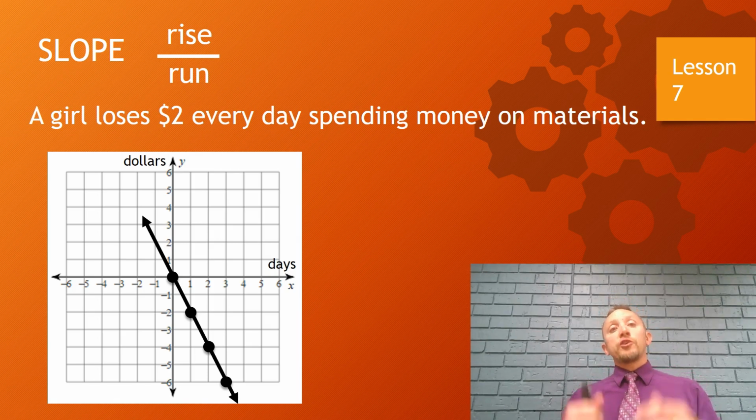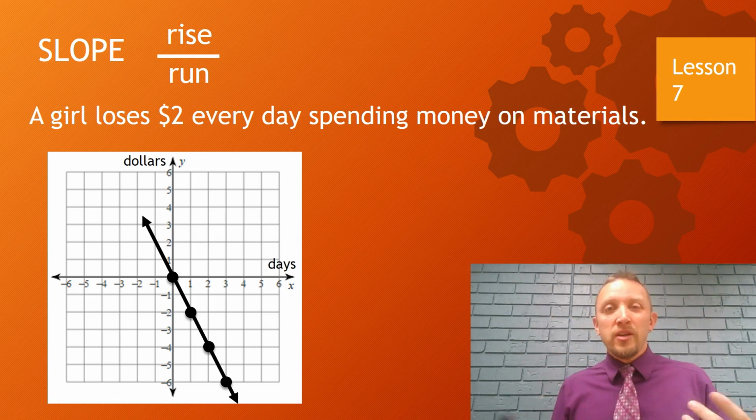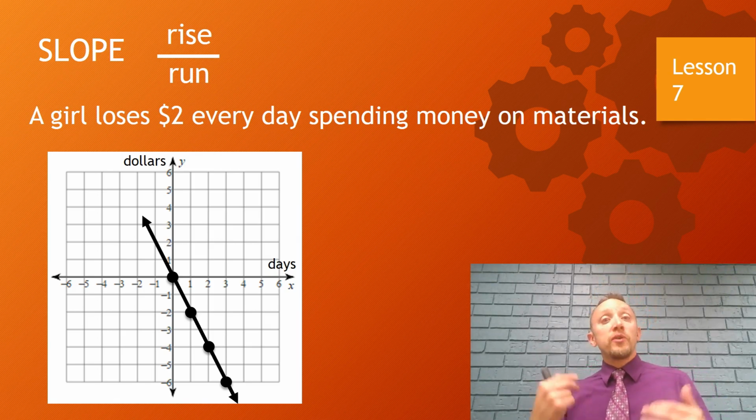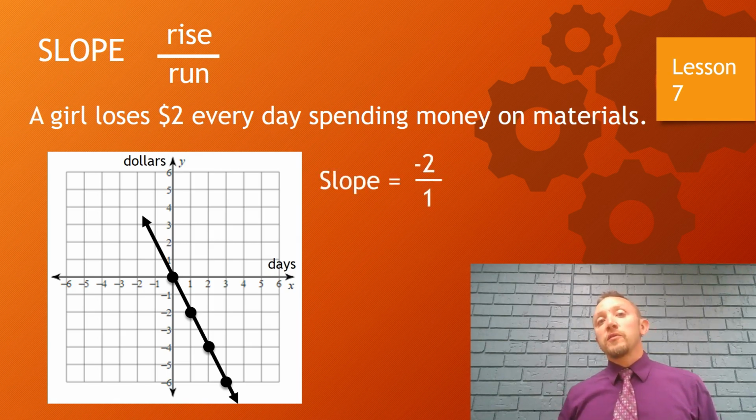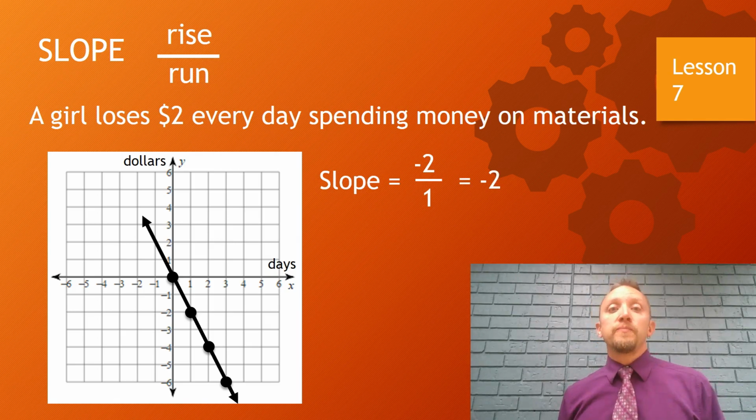Now, anytime for your rise, instead of rising up, if you're having to rise down, which I know sounds like an oxymoron, but if you're doing the opposite, if you're rising down, it's going to be a negative slope. So our rise, in this case, would be -2, so we're going down 2. We're still going to the right 1, so it would be -2 over 1. So our slope would be -2.